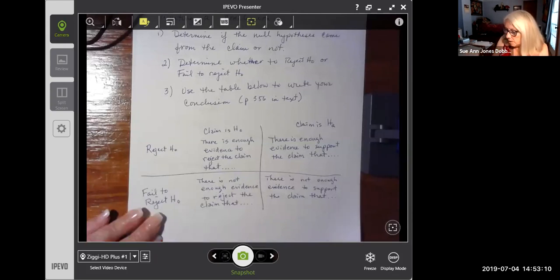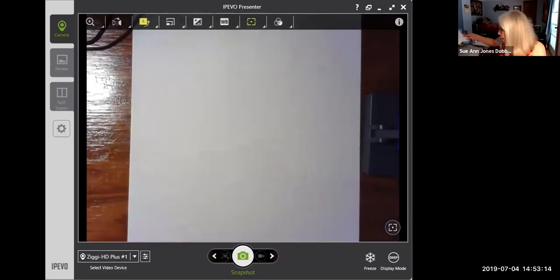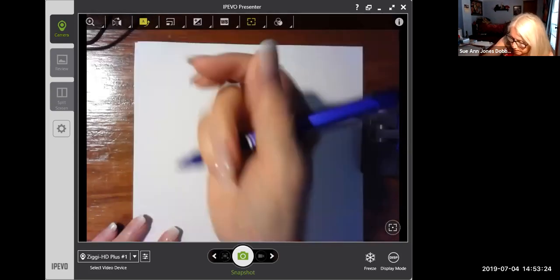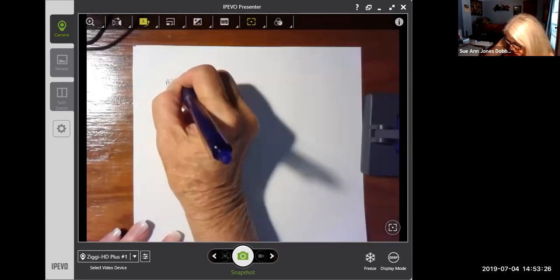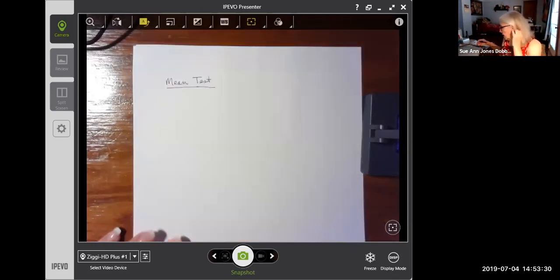Okay, so that probably seems like a lot, and it is, sort of. So I'm going to do two different kinds of problems because I want to keep this relatively short. First, I'm going to do a means test. I'm going to do it by hand, and then I'm going to do it using technology. So let me find a means example in the textbook.